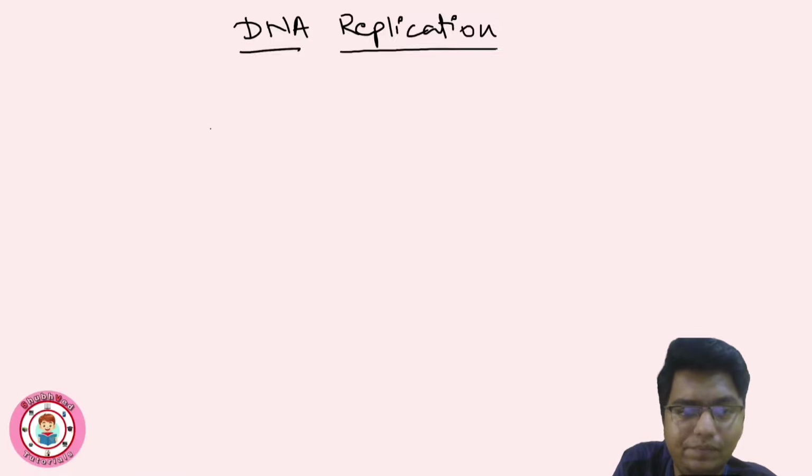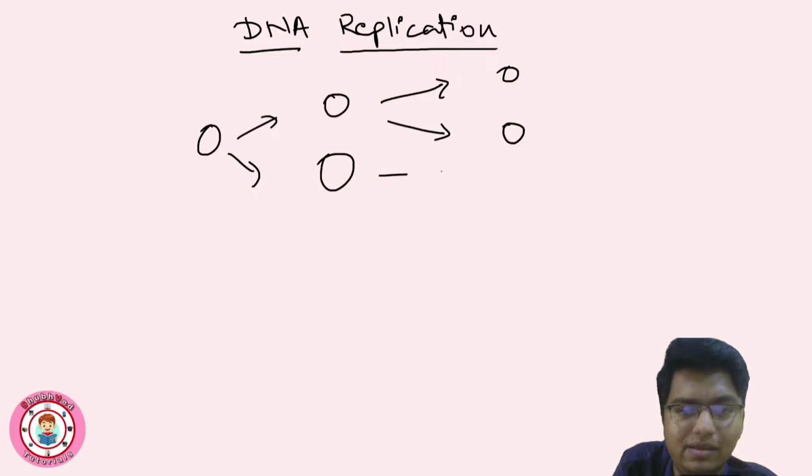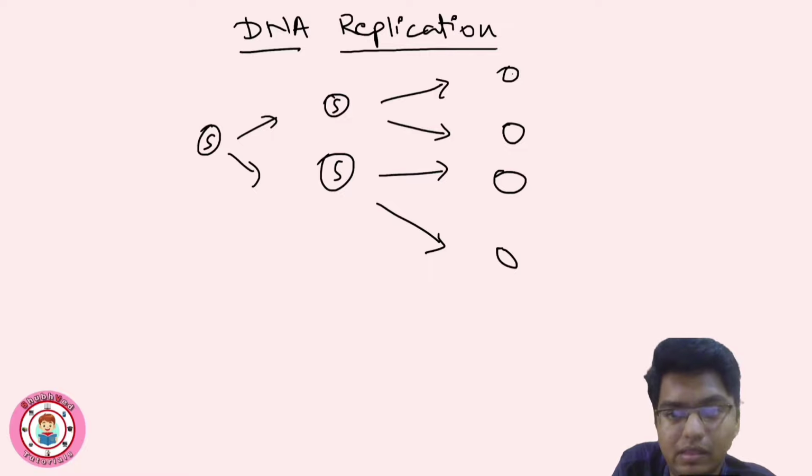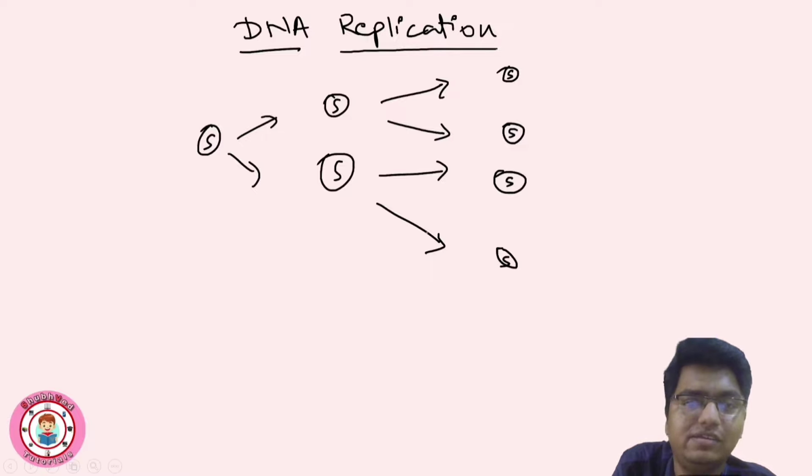So this is a cell, right? After division, it becomes this one, right? Again, after that, this, this, right? Thus, each cell should have the same DNA content, the same genetic information. Thus, DNA replication is required.